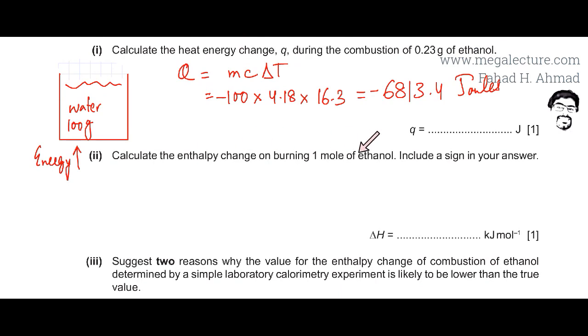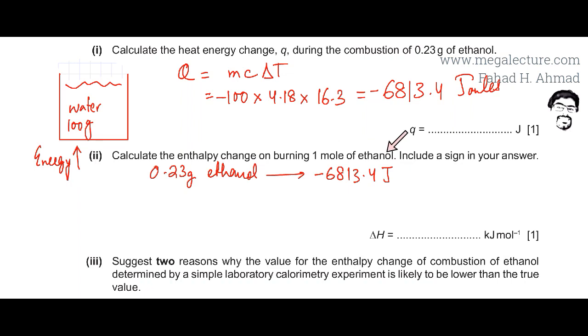Calculate the enthalpy change of burning 1 mole of ethanol. Include a sign in your answer. So what we have so far figured out is that 0.23 grams of ethanol were burnt. And what is the amount of energy that was produced? The amount of energy that was produced was minus 6813.4 joules. So I need to figure out what would happen if 1 mole of ethanol is burnt.